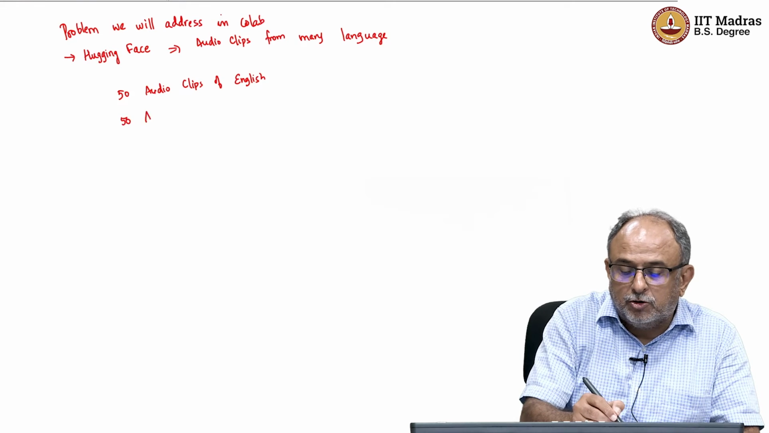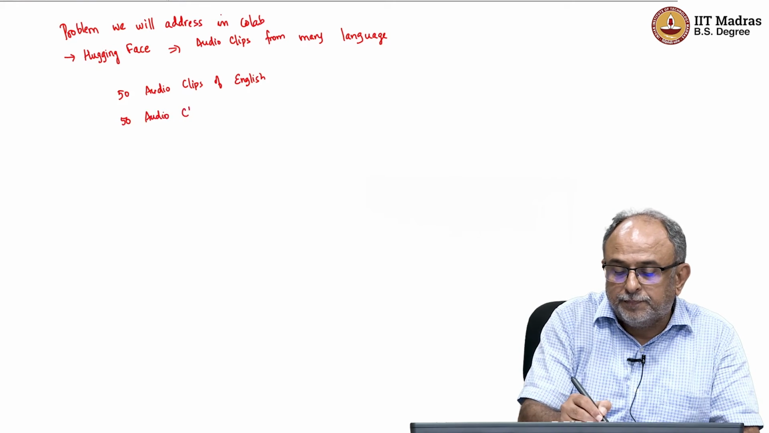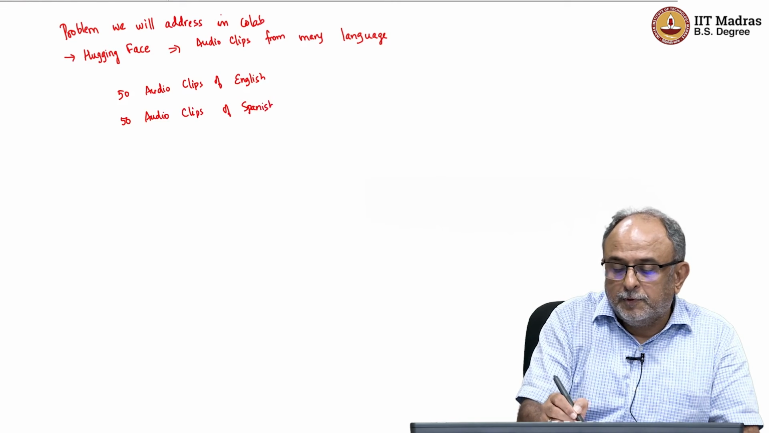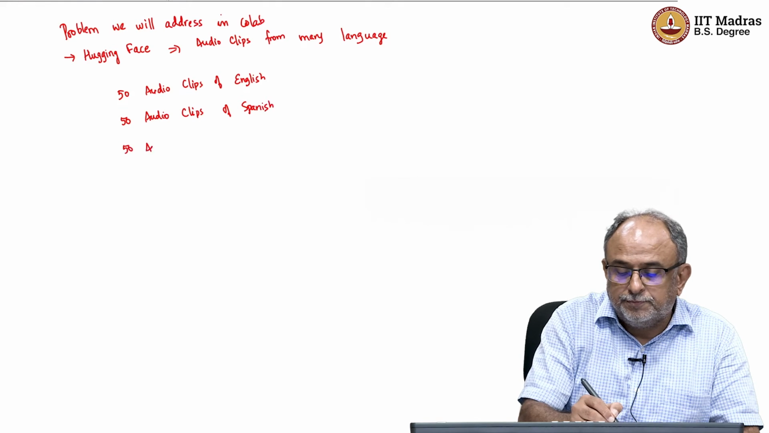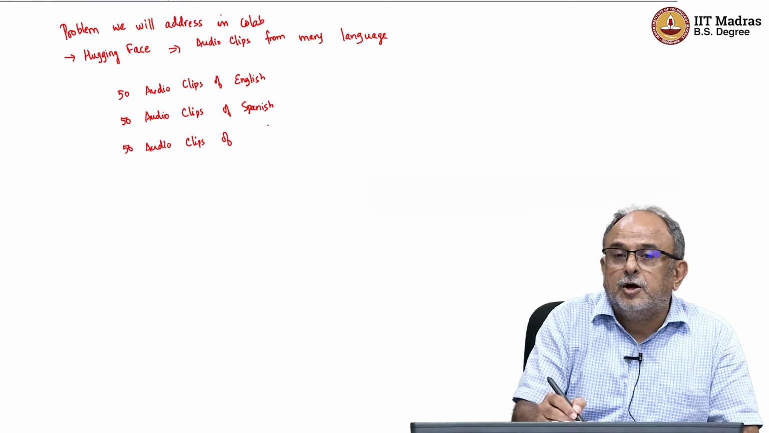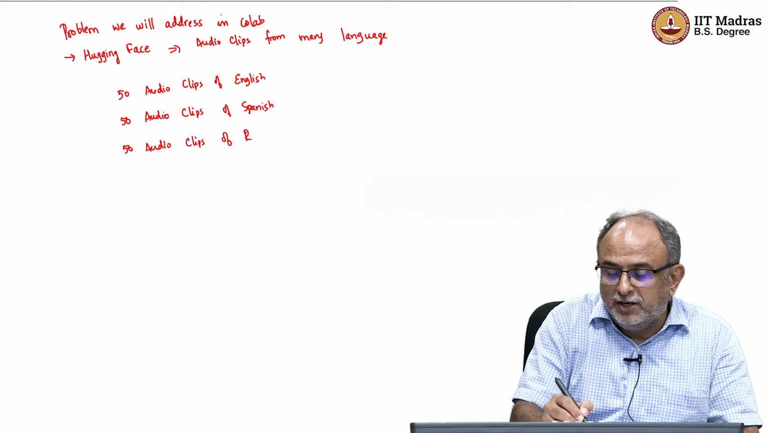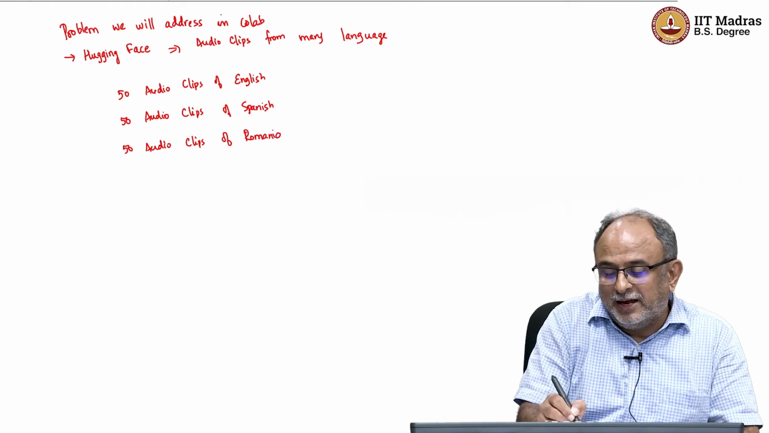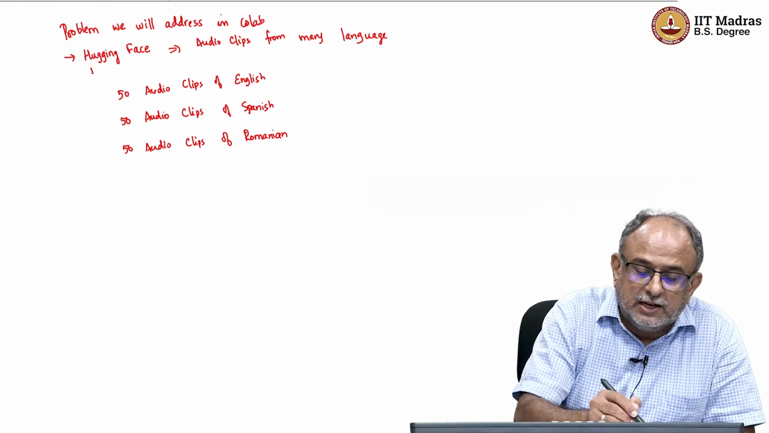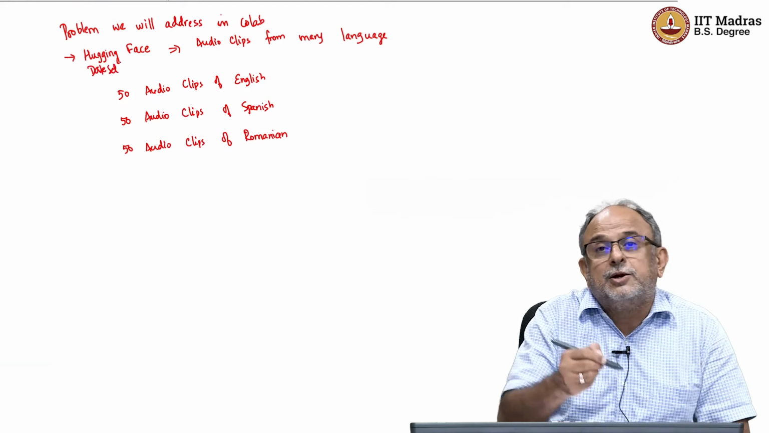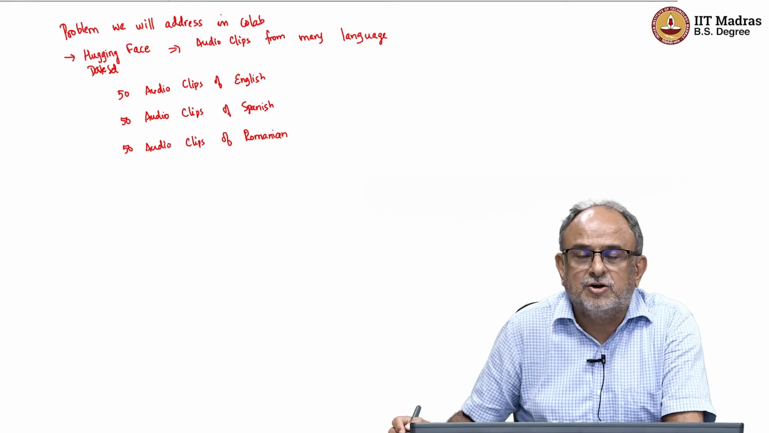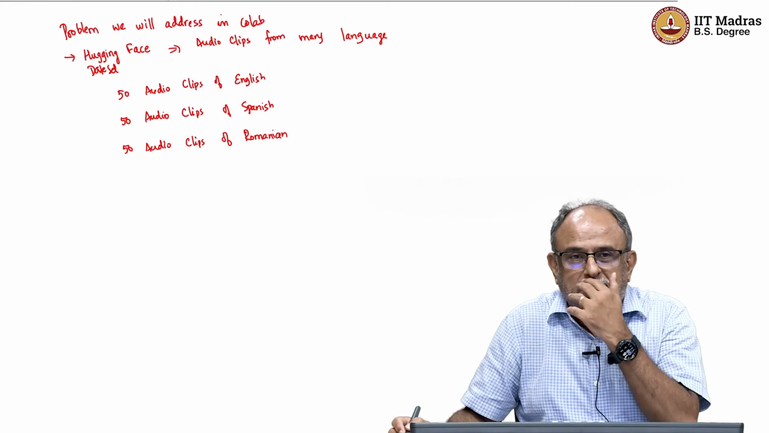50 audio clips of Spanish, and 50 audio clips of Romanian. I can choose any of those languages. The Hugging Face database as a dataset has a large number, and we will also try to put some Indian language datasets on Hugging Face, so that if you want, you can test it out on Indian languages and build your own system to identify Indian languages.